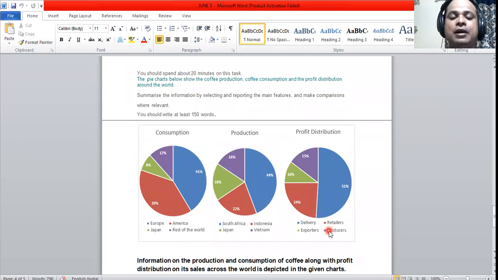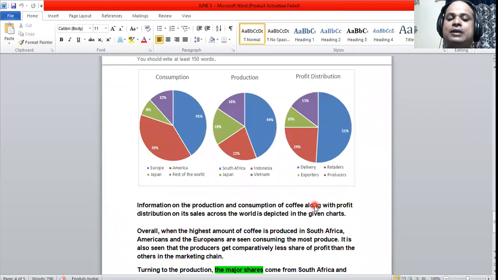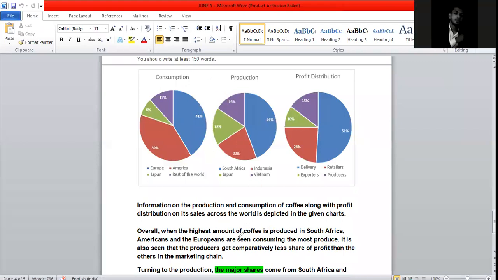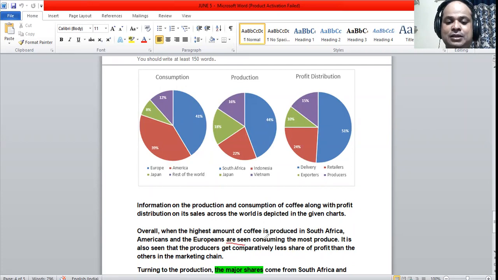Now I have to give a clear-cut overview of this. Overall, I can say the highest amount of coffee is produced in South Africa, and Americans and Europeans are seen consuming the most produce. I told you the thing should be presented in present tense, so "is produced." I have presented that in simple present tense because I don't have a past time frame here. So the matter number one: the highest amount of coffee is produced in South Africa.